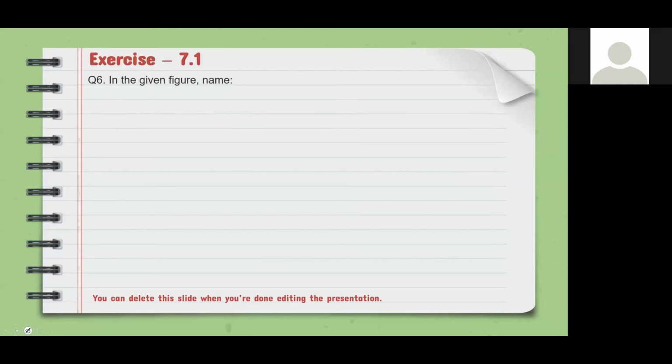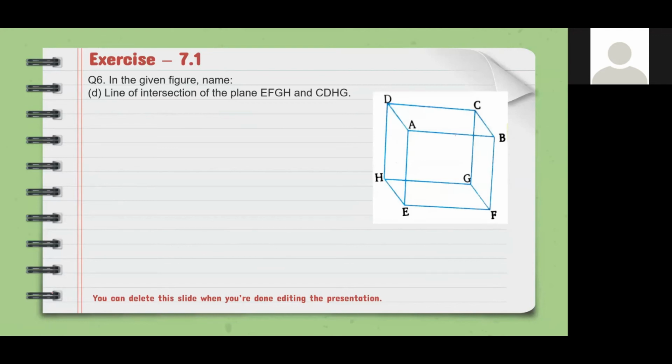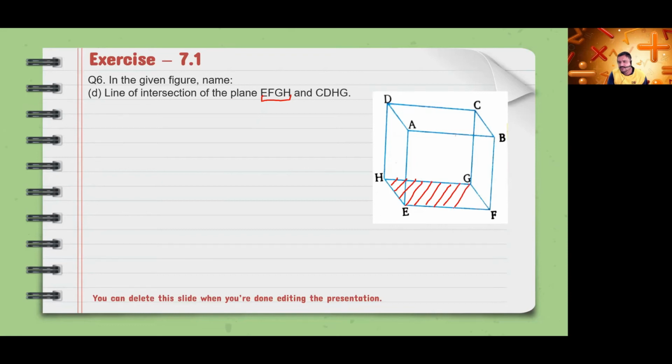Next, in the given figure, name the line of intersection of the plane EFGH and CDHG. Sir, I don't understand this question. First, mark these planes. See, where is EFGH? This is EFGH, the bottom plane.